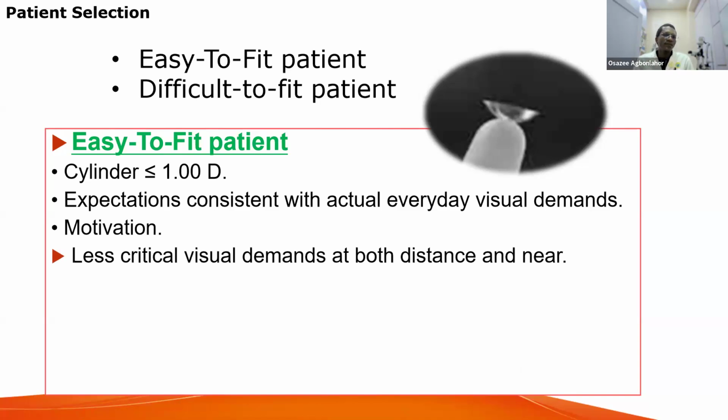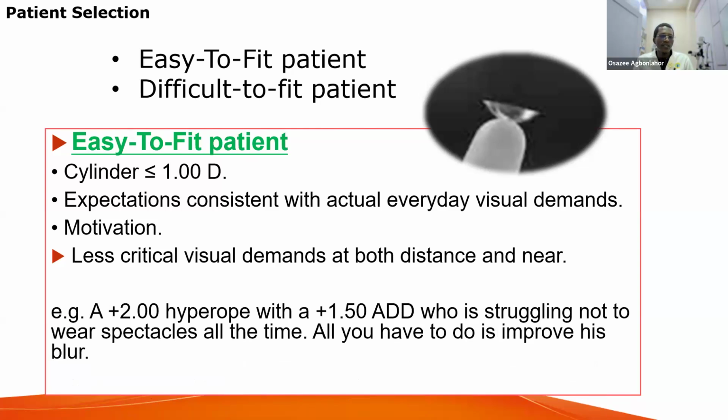When they have less critical visual demands at both distance and near, then they are also easy to fit. For example, a patient with a hyperopia of about +2, an addition of 1.50, who is struggling not to wear spectacles all the time. Okay, that's a motivation. They don't like to wear spectacles. They want another option. Such patients will be easy to fit.